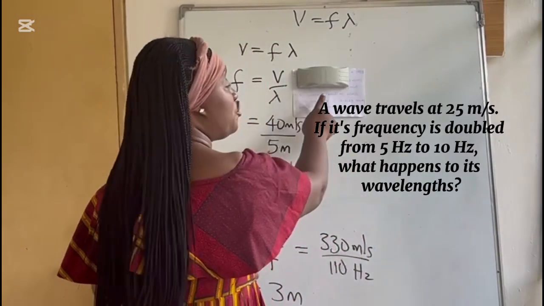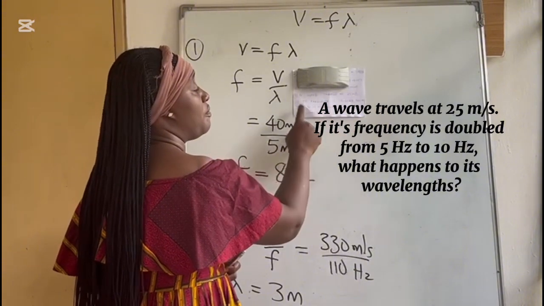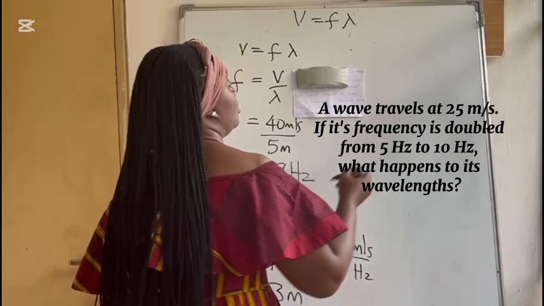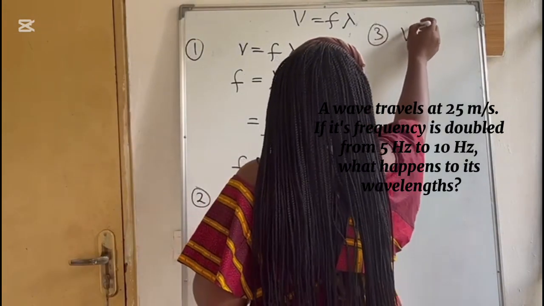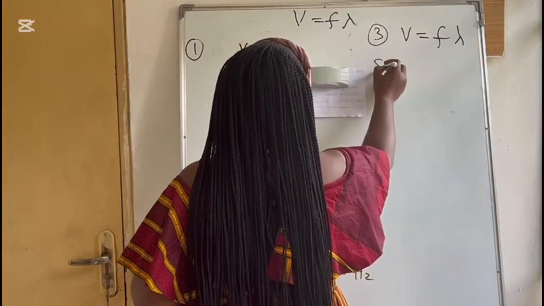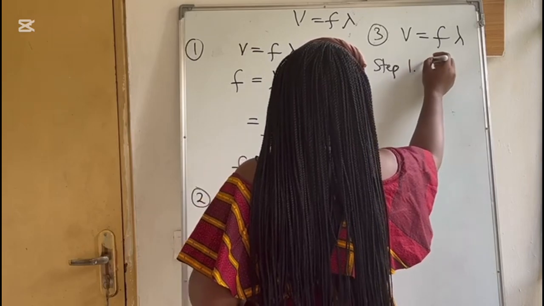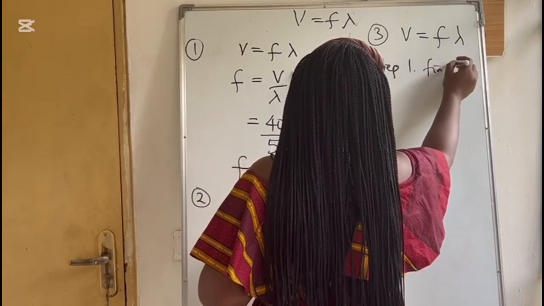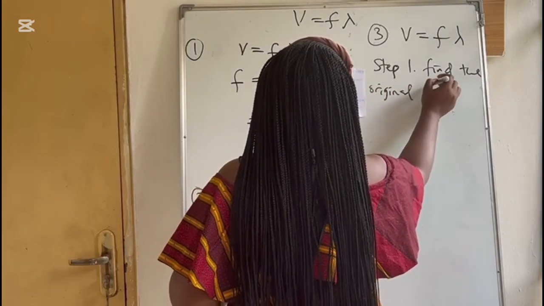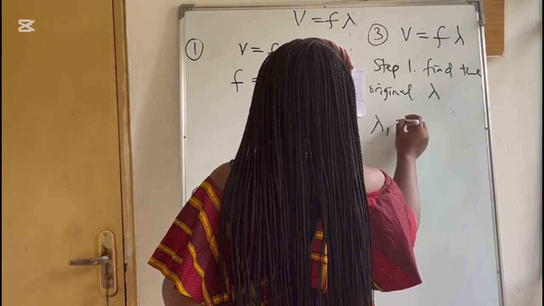Question 3. A wave travels at 25 meters per second. If its frequency is doubled from 5 hertz to 10 hertz, what happens to its wavelength? So we have question 3. We use the equation V is equal to F lambda. This time around, we have to solve in different steps. Step 1, we have to find the original wavelength. And so wavelength 1 is equal to what?